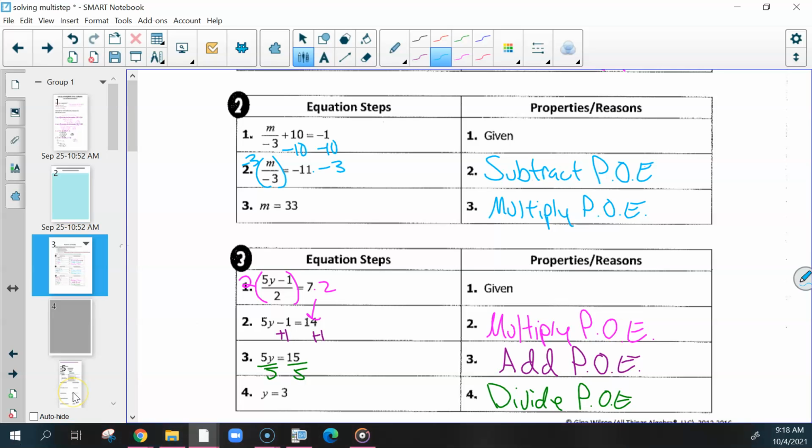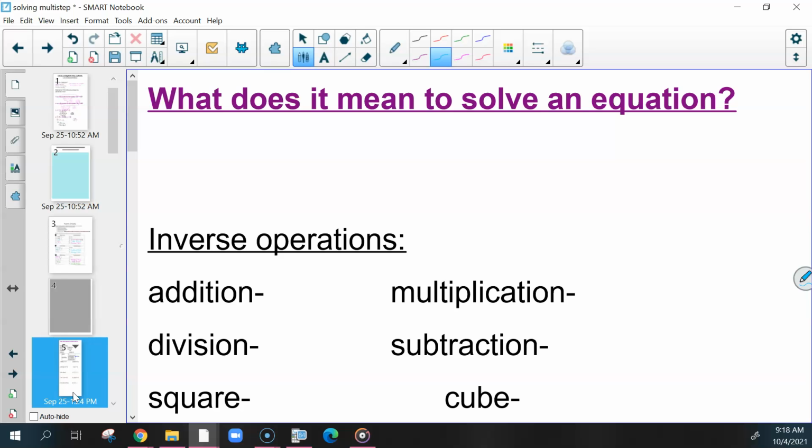But now let's actually do some solving problems. So the answer to this question is kind of what we put before. Guys, stop talking. To find a solution that makes the equation true.